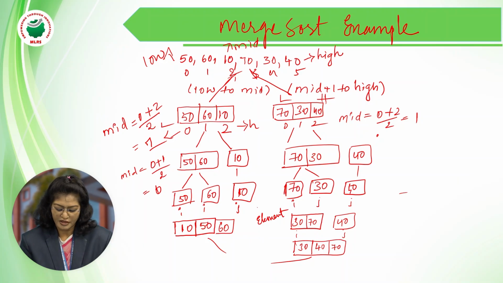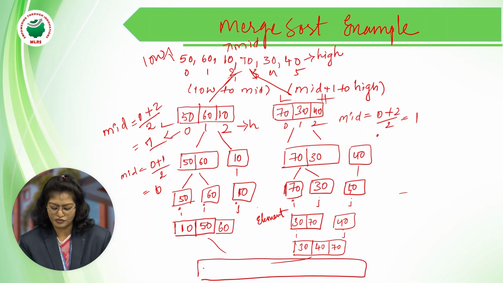So here we are going to check the last array. So the I value, this is all the I values and this is all the j values. So the 10 is compared with what? 30. So we have the 10 value. We are going to insert the 10 value.